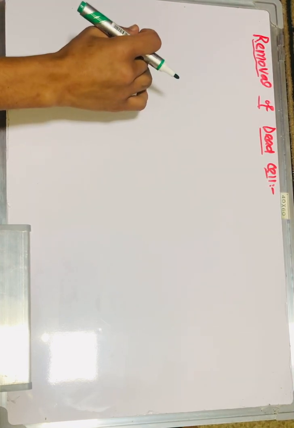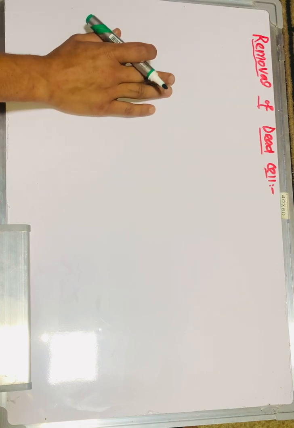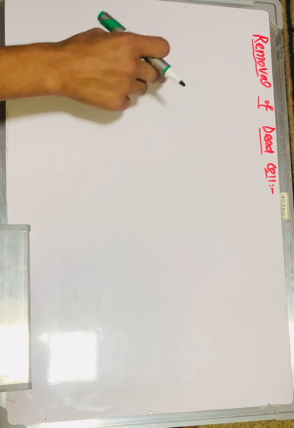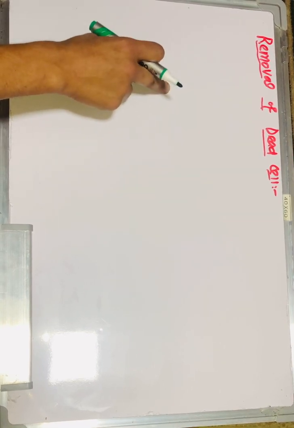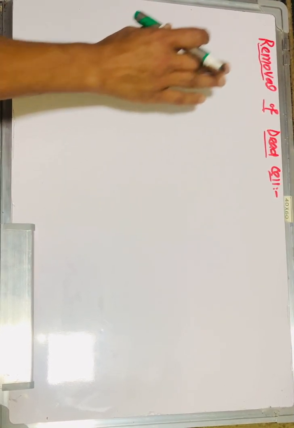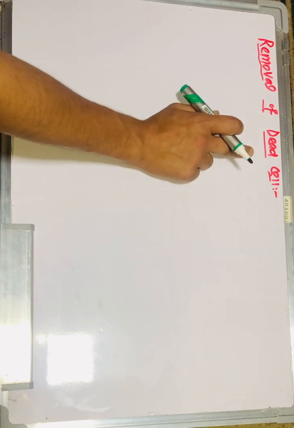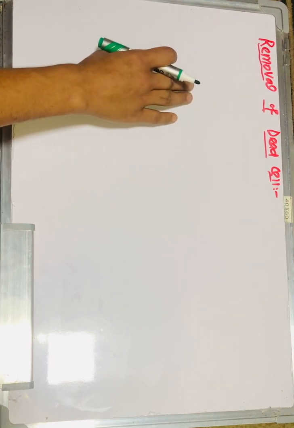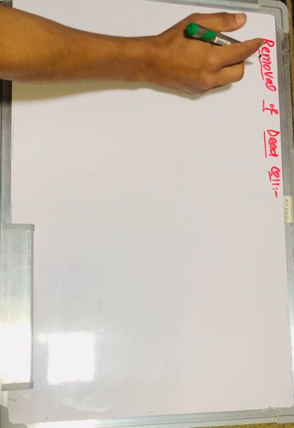Hello guys, as we have started our journey related to apoptosis. When we were studying the mechanism of apoptosis, we said that it has three processes. Number one, initiation phase. Number two, executive phase. And the last one involved in apoptosis is the removal of dead cells. All those cells that died because of apoptosis have to be removed.